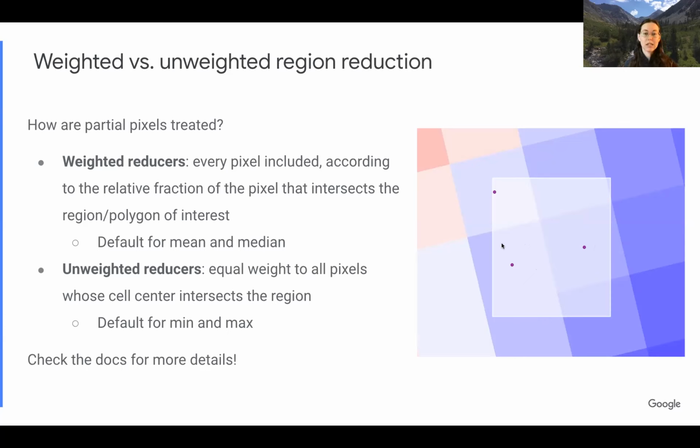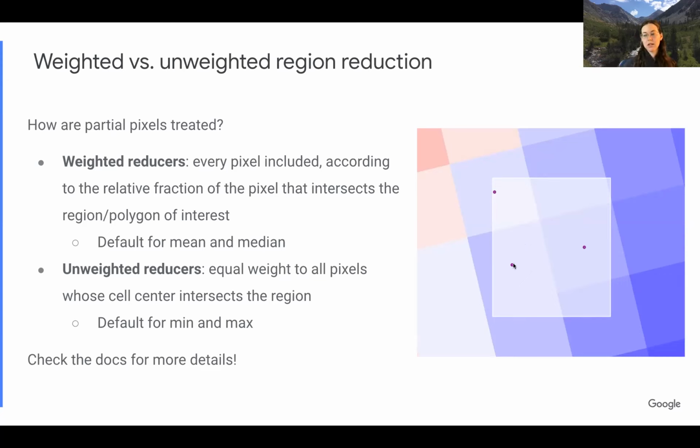Weighted reduction is the default for mean and median in Earth Engine, among others. And also you can make what's normally a weighted reducer into an unweighted reducer with a separate call. An unweighted reducer then assigns equal weight to all pixels whose cell center intersects the polygon. So in this case, it would be these 3 pixels where the pixel center is marked. So you would have these 3 pixels considered.